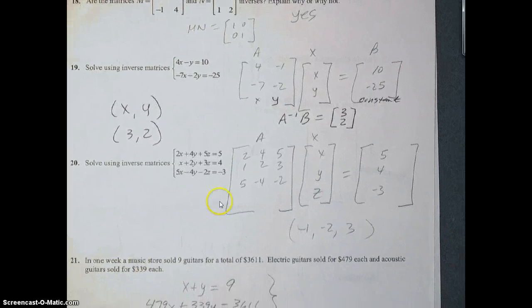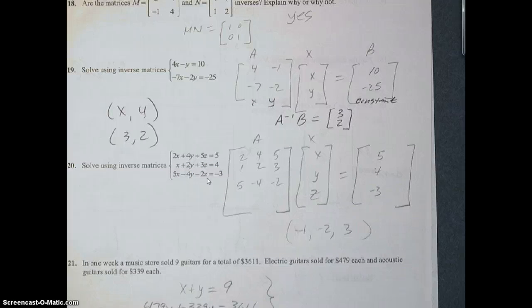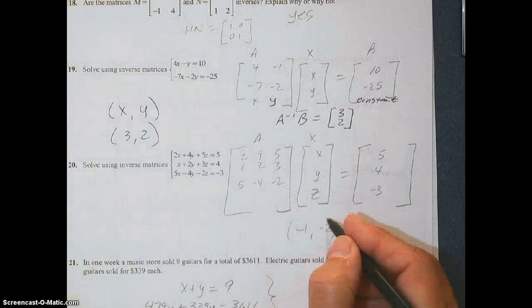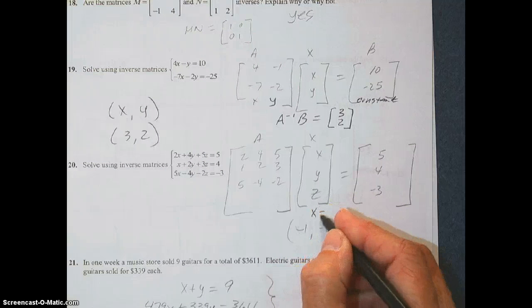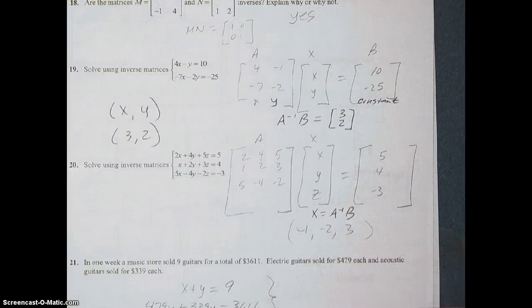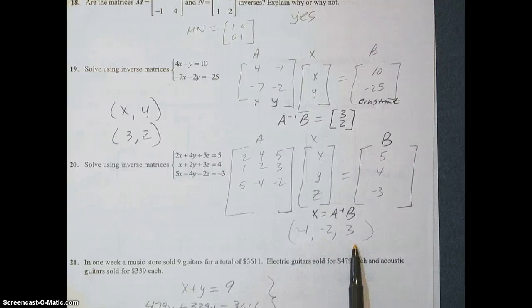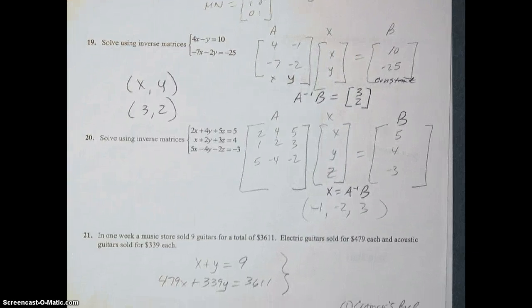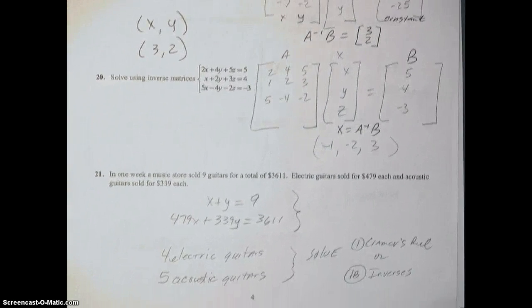Again, our A matrix is the coefficients of our x, y, and z. This X matrix represents our variables. And then when we punch in, again, how do I get these answers? To solve for X, I type in A inverse B, and that will give me the x, y, and z values. 21 is a typical word problem that you might see.